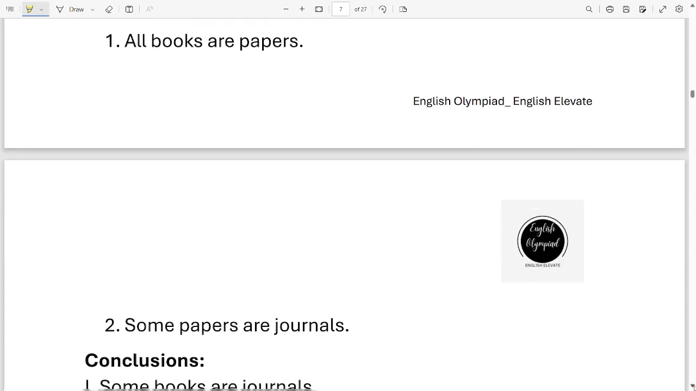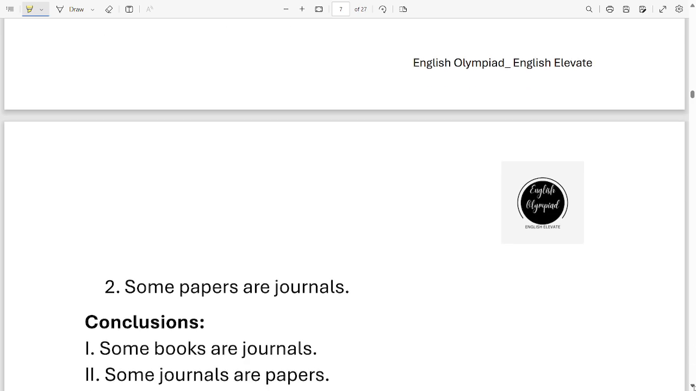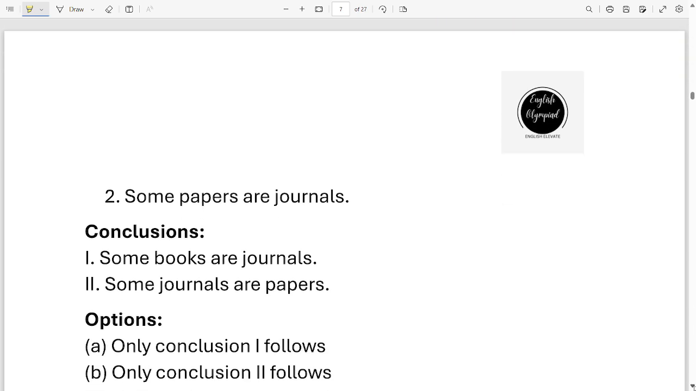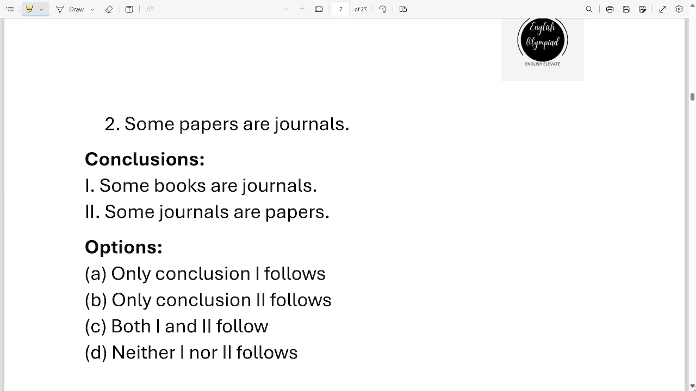Say all books are papers. Some papers are journals. Conclusion: some books are journals. Some journals are papers. Now your options. Only conclusion 1 follows. Only conclusion 2 follows. Both 1 and 2 follow. Neither 1 nor 2 follows.